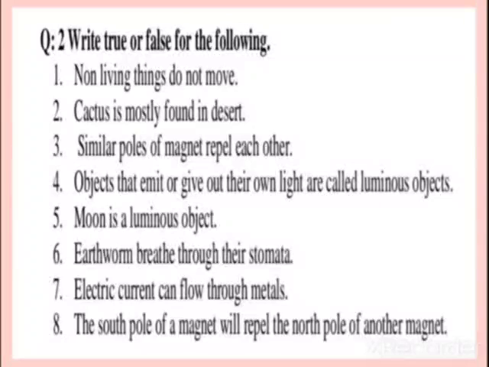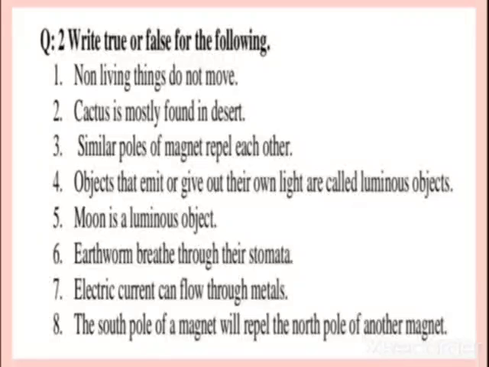Number 5. Moon is a luminous object. Again, moon is not a luminous object. Moon is a non-luminous object. It shines because sunlight reflects on it. So moon is a luminous object. That is false. Number 6.